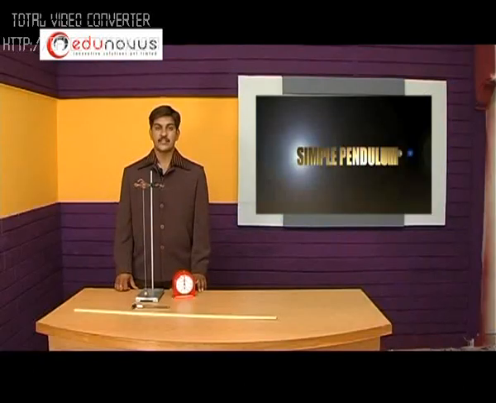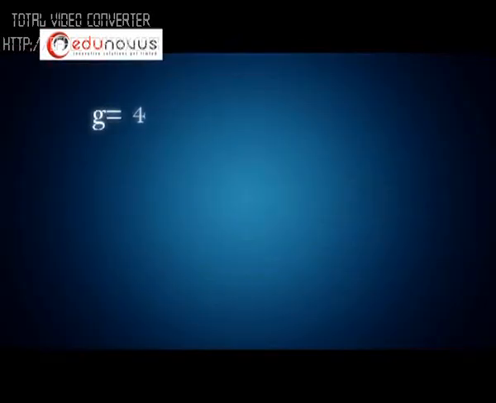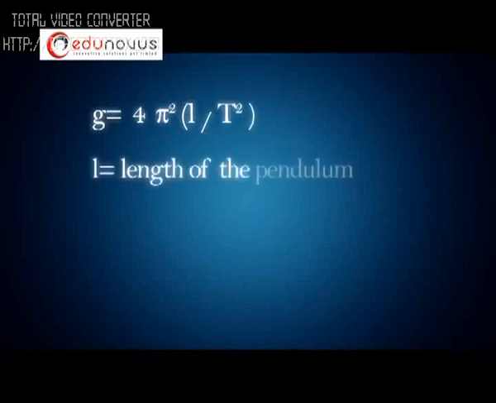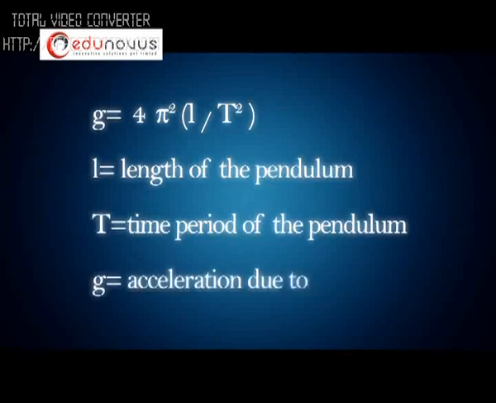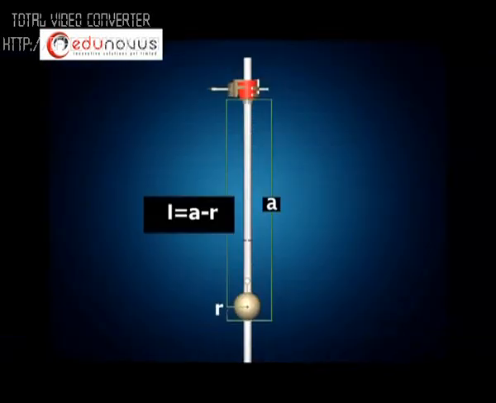To determine acceleration due to gravity at a place, we use the formula small g is equal to 4 pi square L by T square. Here, L is the length of the simple pendulum. Capital T is time period of oscillation. Small g is acceleration due to gravity. Here, small l, the length of the simple pendulum, is considered as small a minus small r.